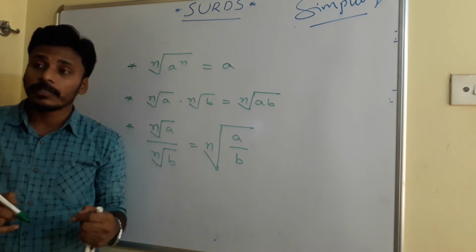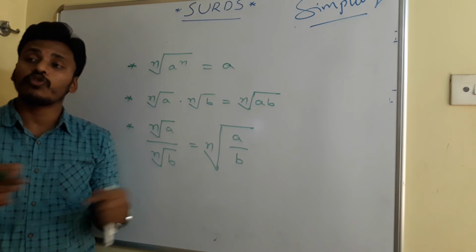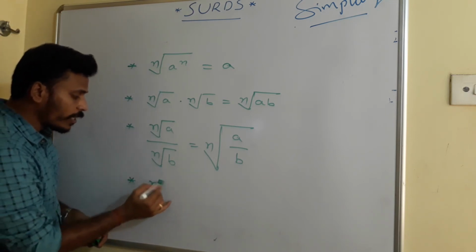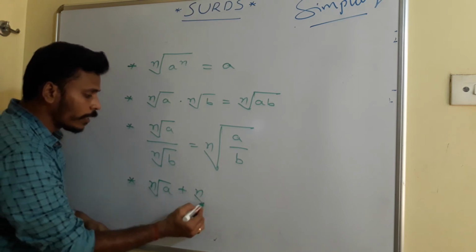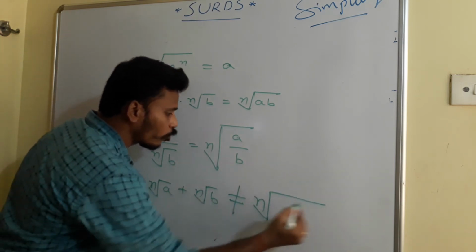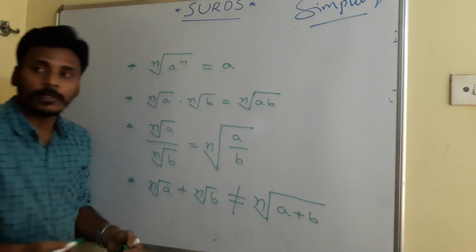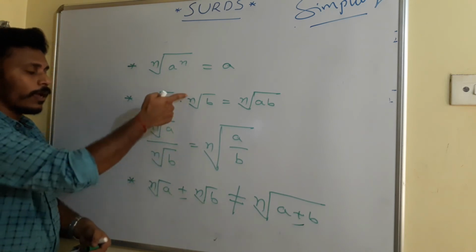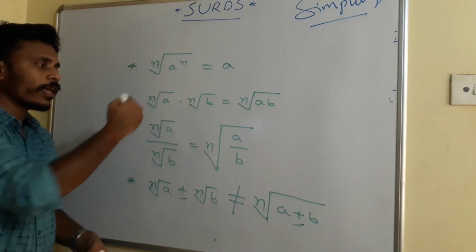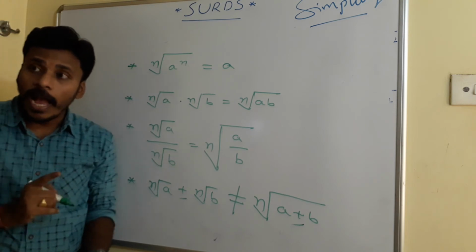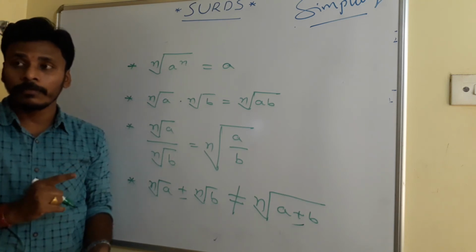But even if the orders are the same, we don't have a chance to add and subtract. So what I am going to mention here is, if it is nth root of a plus nth root of b, it cannot be written as nth root of a plus b, right? Similar for subtraction also. This is not equal, but for multiplication and division, if they are of the same order, directly we can. Right? And to add, the surds must be in similar form.